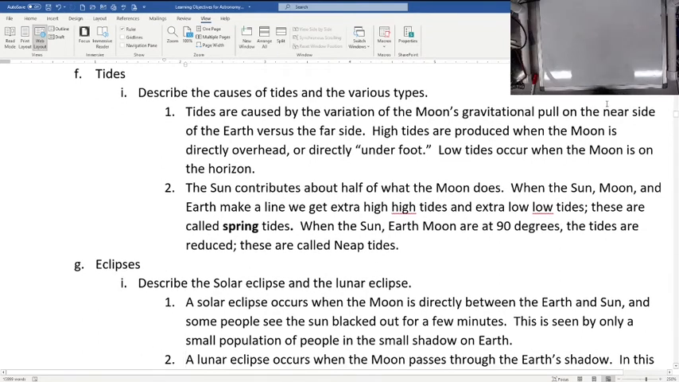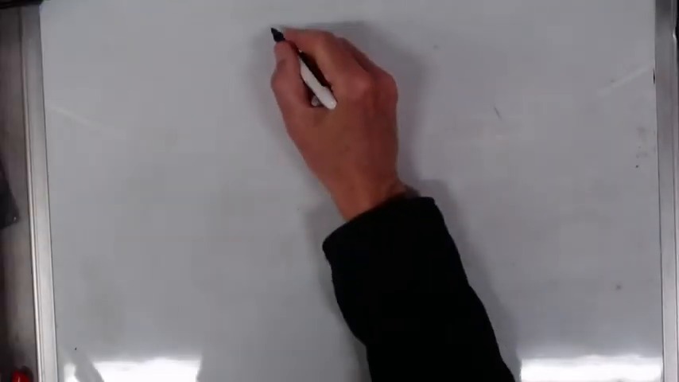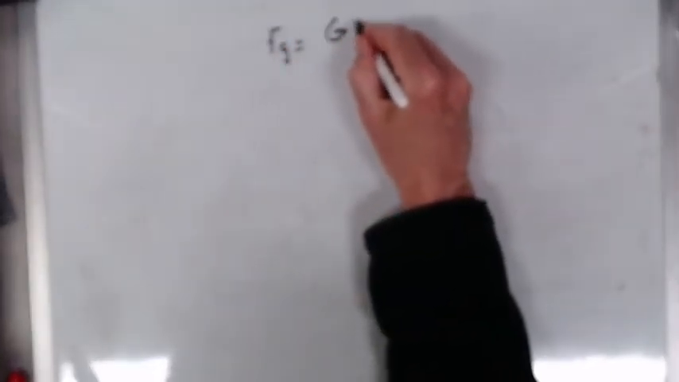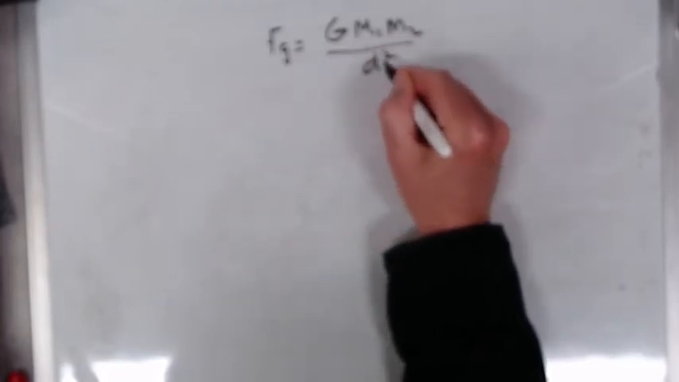Okay, let me talk just a little bit about tides. So you remember Newton's formula for gravity, right? And so I'm going to go back to that for a second. Newton said the force of gravity is this constant G times the mass of one object times the mass of the other object divided by the square of the distance between them. And so I'm just going to talk about how that creates tides here for a minute.